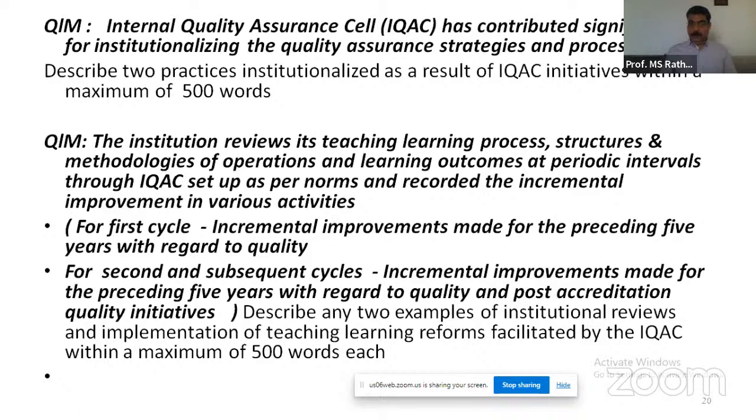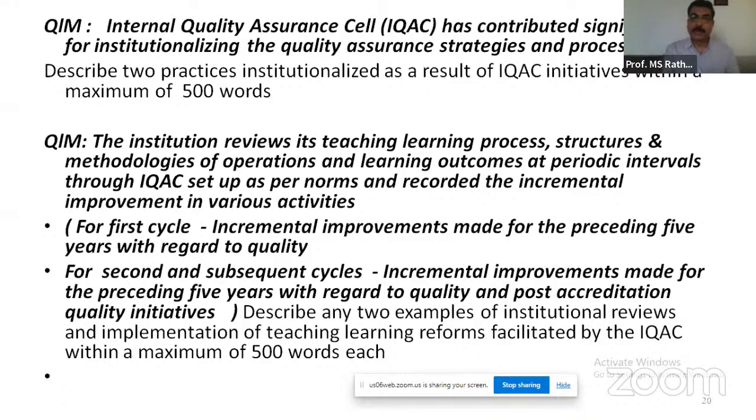So here is what NAAC is looking for. We can see that the Internal Quality Assurance Cell, IQAC, is established with the objective to initiate the quality aspects, so that we can see whether the institute or this IQAC is functioning appropriately, and how it would function. It would look into the teaching learning process, its structure, the methodologies which are in place, and what the learning outcomes are. Whatever system we have implemented in our college, what is the outcome?